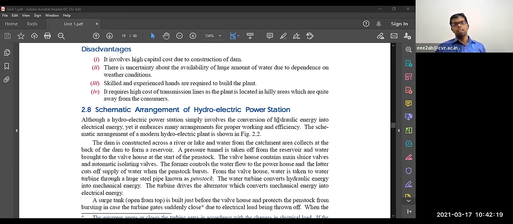In previous classes, we have seen the thermal power station, the schematic arrangement of a thermal power station. What are the components in the thermal power station? What are the advantages and disadvantages of building that thermal power station?